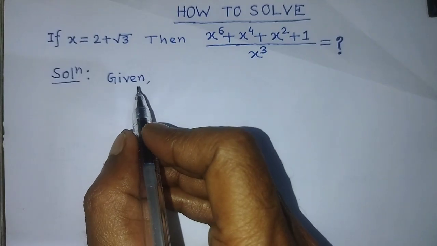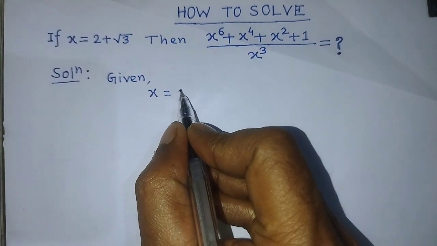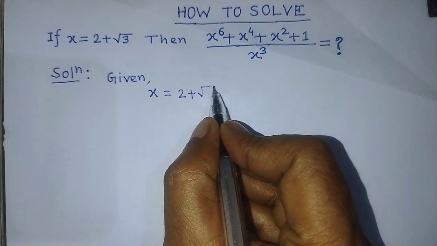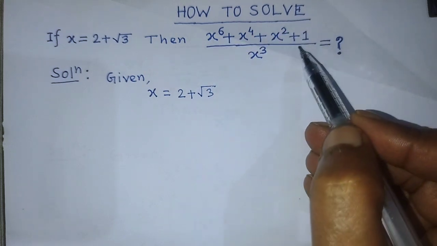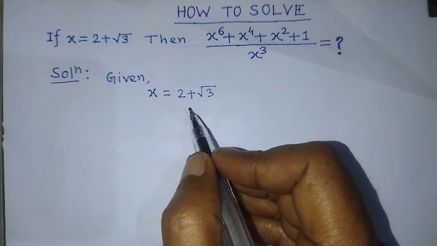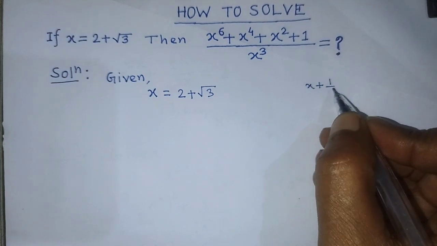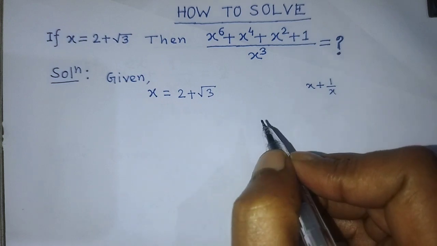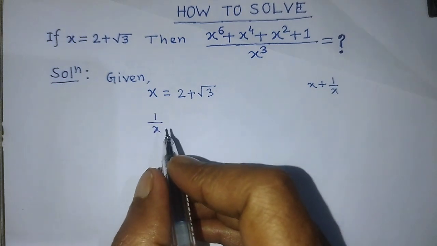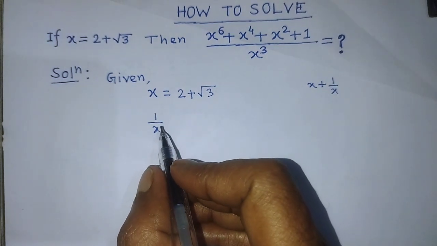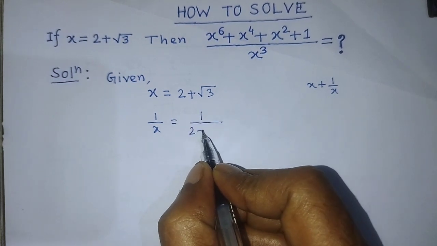So students, our given algebraic equation is x is equal to 2 plus square root of 3. To find the value of this algebraic expression from this equation, we have to find the value of x plus 1 over x, then we are able to find the value of this algebraic expression. The value of 1 over x will be 1 over 2 plus root of 3.